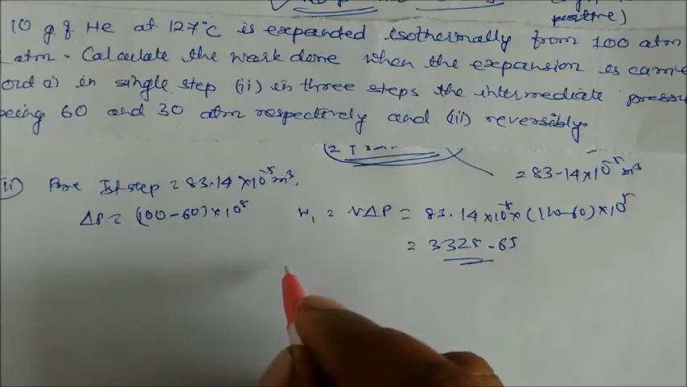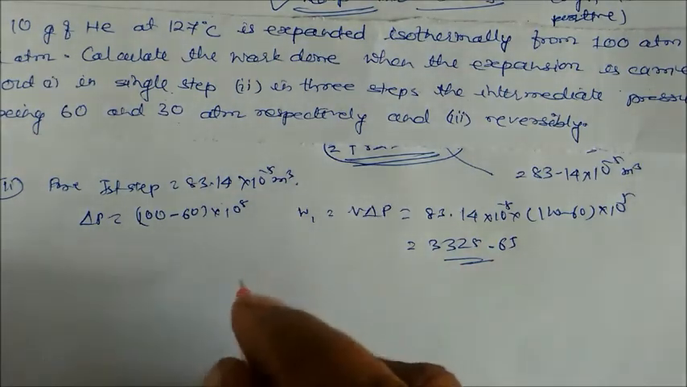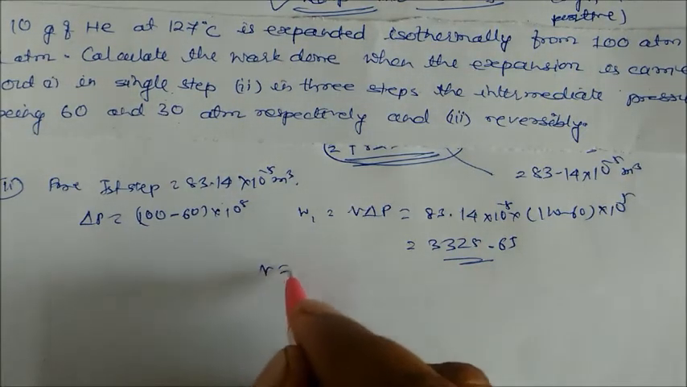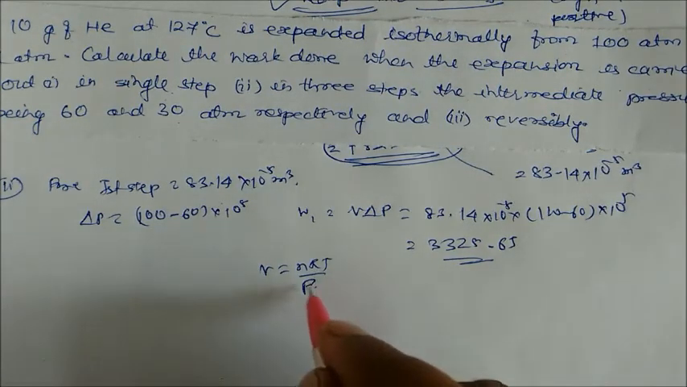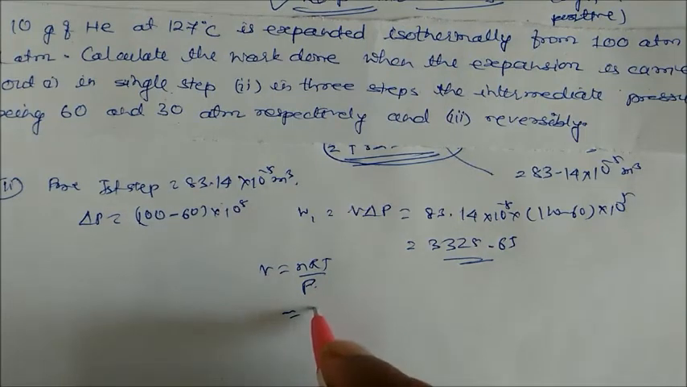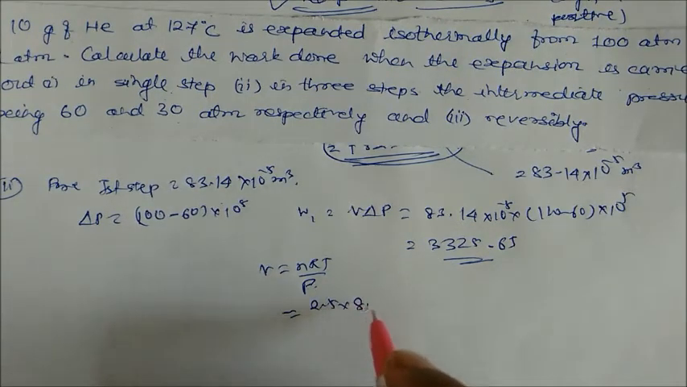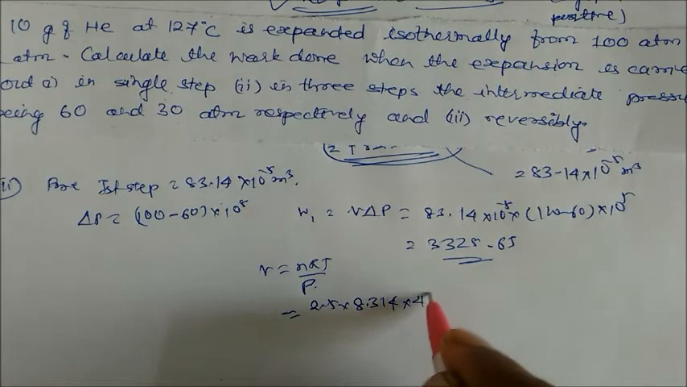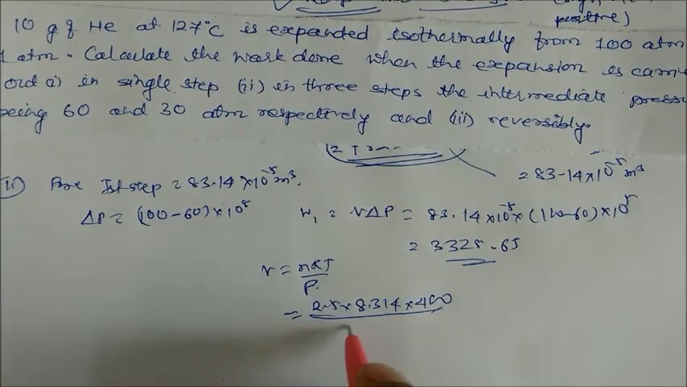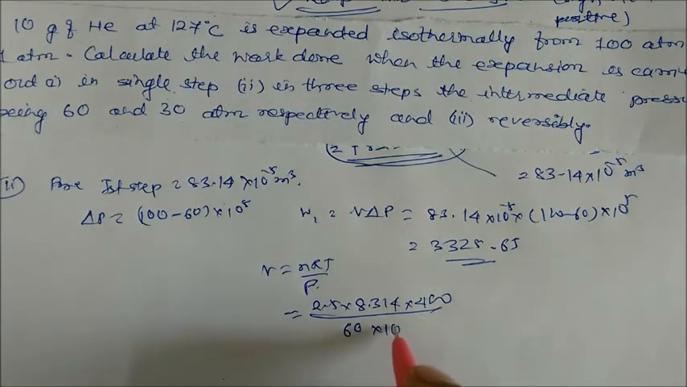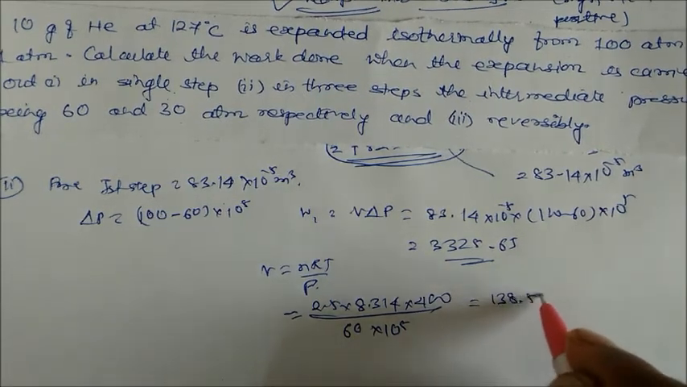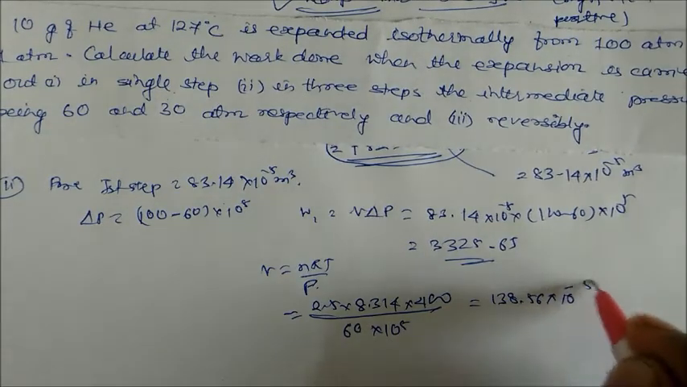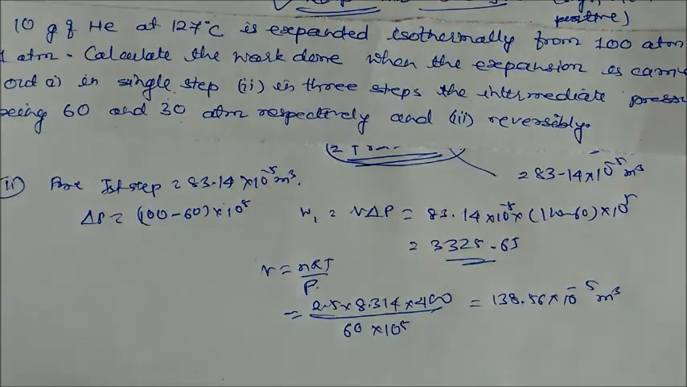Now again, what is the volume? In this case, for the second work done the volume will be changed. So again V will be nRT by pressure. Here you can put the second pressure. The values are 2.5 moles of helium, 8.314, and temperature again 400, since this is an isothermal process, and pressure is 16 into 10 to the power 5. On solving we will get 138.56 into 10 to the power minus 5 meter cube. This is the second step.